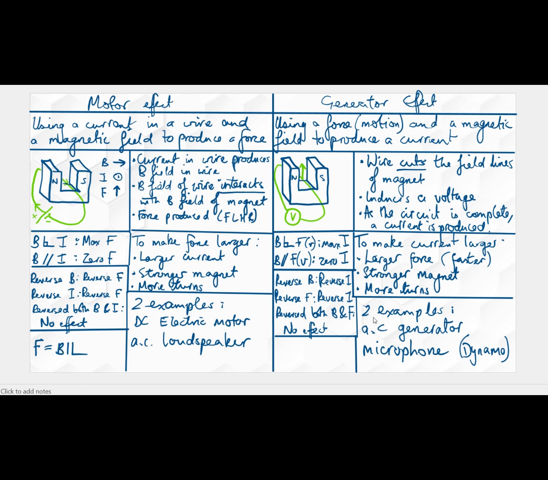Two examples of the generator effect. One is the microphone, which came up in 2024, so I'm not expecting that. And the dynamo, surprisingly, came up in 2023. Okay, and that is a bit of a nasty question. All right, so I'm presuming that won't come up. So I'm expecting either the AC generator, which I'll go over in a minute, or the DC electric motor, simply because they haven't tested those two. All right, so let's have a look.